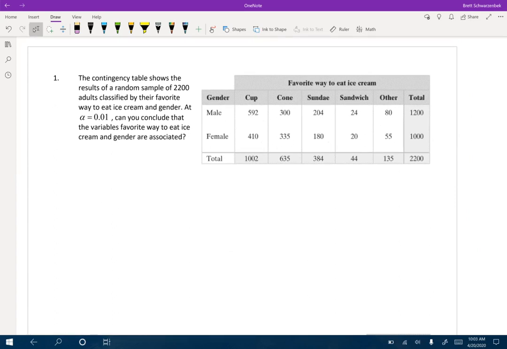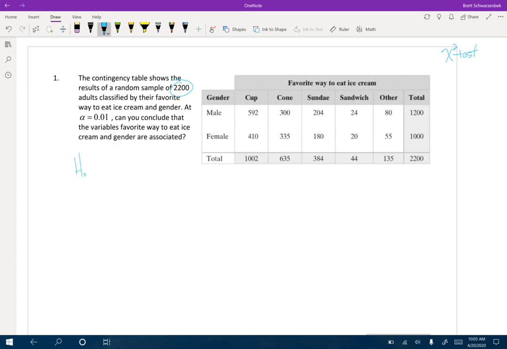Okay, number 1, the contingency table shows the results of a random sample of 2,200 adults classified by the favorite way to eat ice cream and their gender. At alpha 0.01, can you conclude the variables favorite way to eat ice cream and gender are associated? Okay, so again, we're going to use the chi-squared test to do this. Very simple, straightforward. We're not going to do all the calculations. There's no need to do that, so let's just go ahead and go through the test.